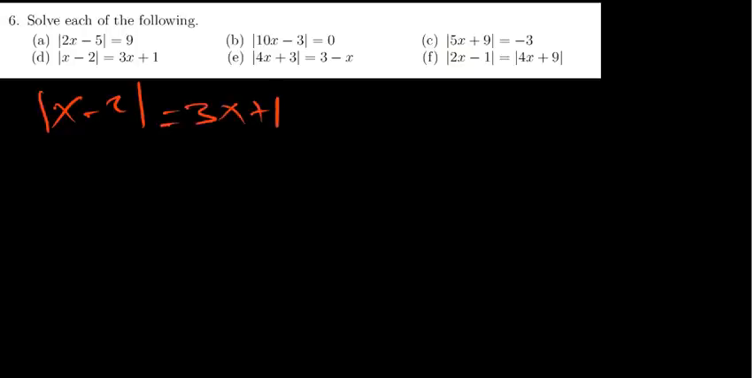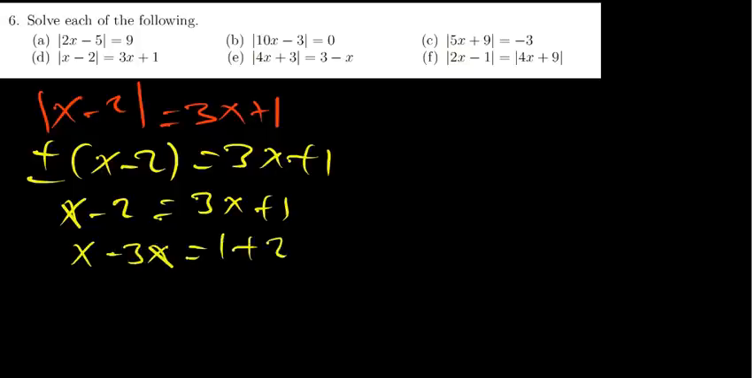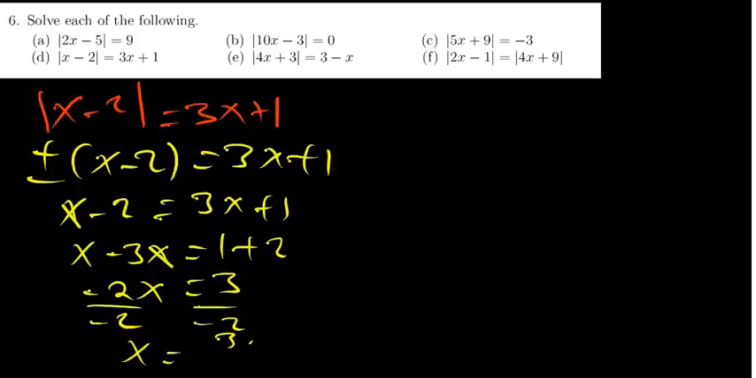Now, what is happening here, guys, is that I'm going to say plus or minus x minus 2 is equal to 3x plus 1. So first, I'll go with the positive. Positive times everything inside is x minus 2 is equal to 3x plus 1. So this is going to be x minus 3x is equal to 1 plus 2. So negative 2x is equal to 3. I'll divide both sides by negative 2. So my x will be equal to negative 3 over 2. Okay?